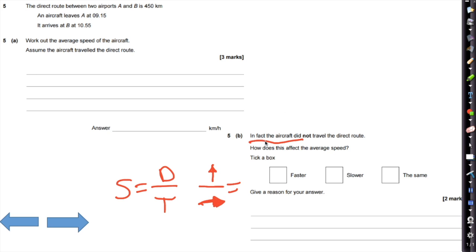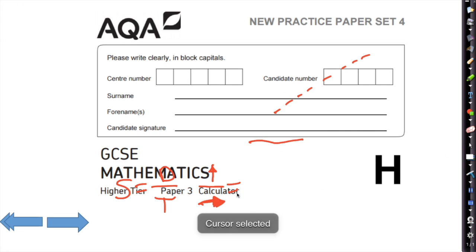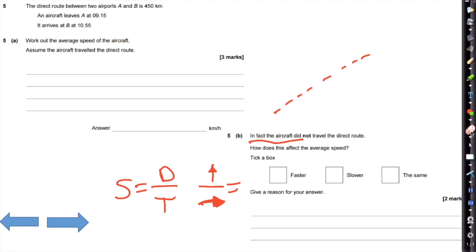It must have got an indirect route, so instead of going from let's say A to B, if we call this point here A and this point here B, instead of traveling in that direct route, it went an indirect route, so it could have gone like that. It's actually had to travel further. So the distance has increased, the time has stayed the same, because it hasn't said anything about the time changing. So the speed must have increased. We must have gone faster.